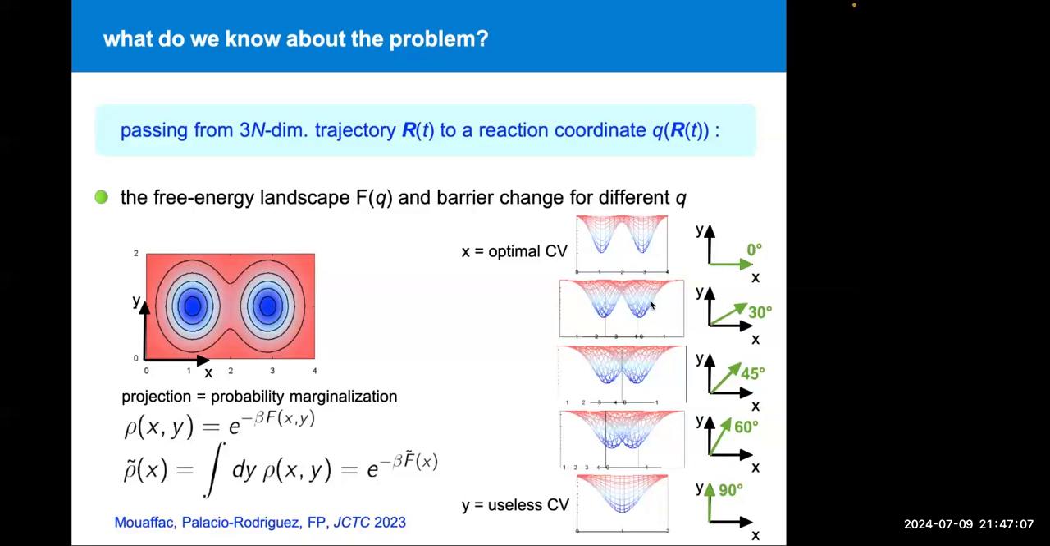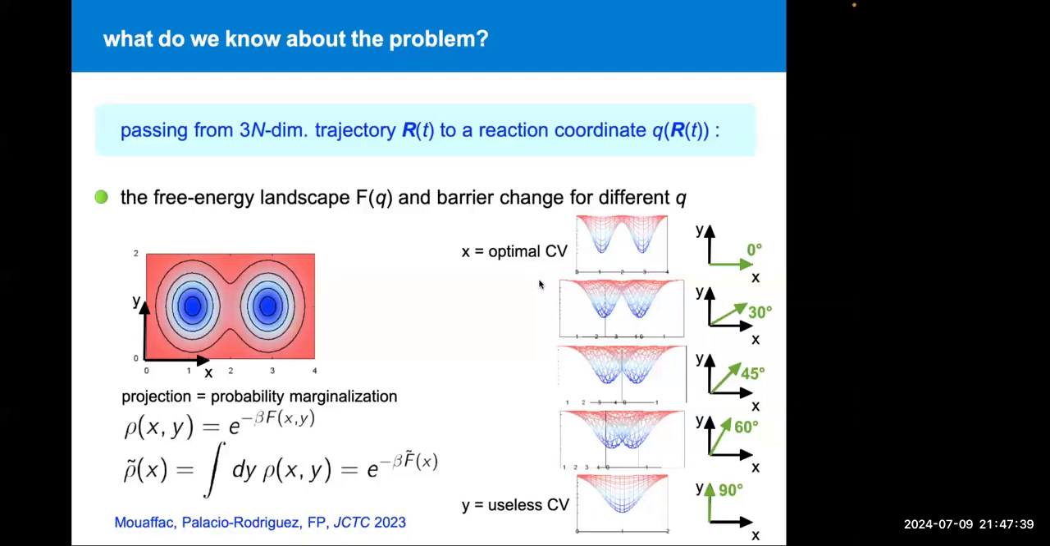Now, if instead of x, you start to turn in the xy plane, to an angle of 30 degrees, 45 degrees, 60 degrees, and so on, what happens, of course, is that the two minima overlap. They start overlapping, and then the apparent barrier in between decreases until it disappears. So this is a very simple sketch showing that the free energy landscape, and in particular the barrier, depends on the coordinate that we choose.